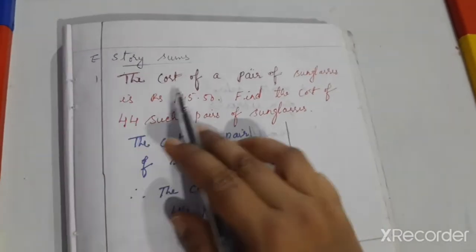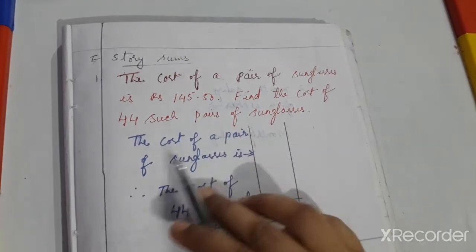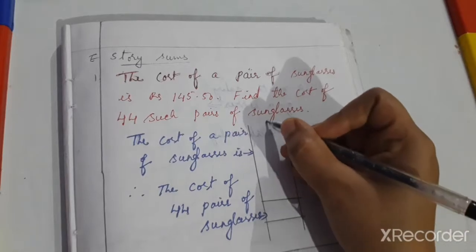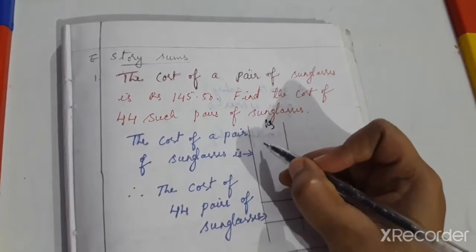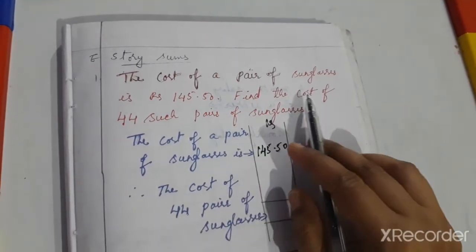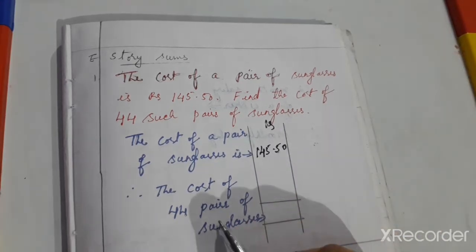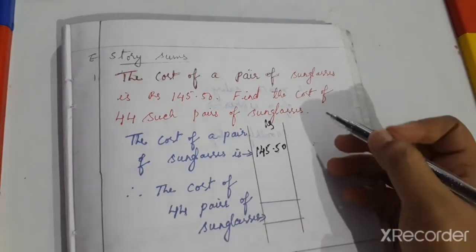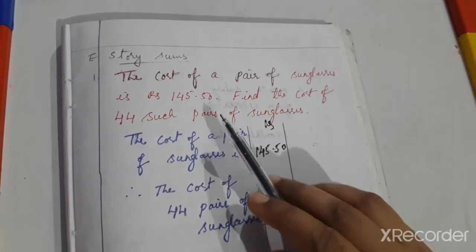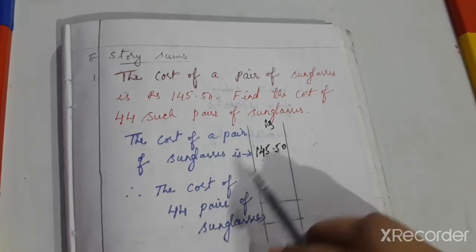Here, the cost of a pair of sunglasses is rupees 145 rupees 50 paisa. That is given in the question. We have to find the cost of 44 such pairs of sunglasses. So is this a division or multiplication sum? Cost of one pair is 145.50. Cost of 44 means it is a multiplication sum.